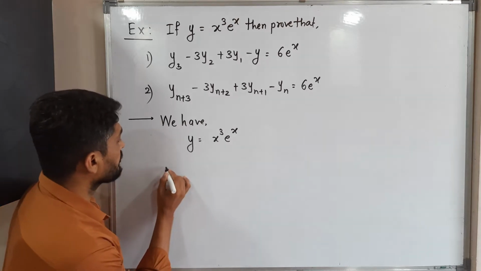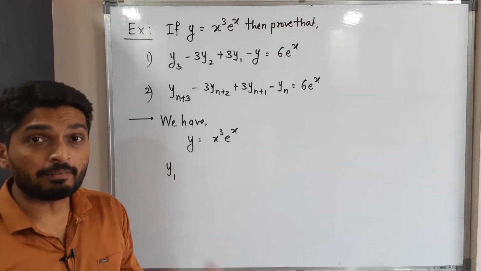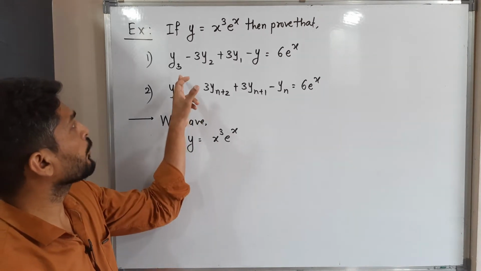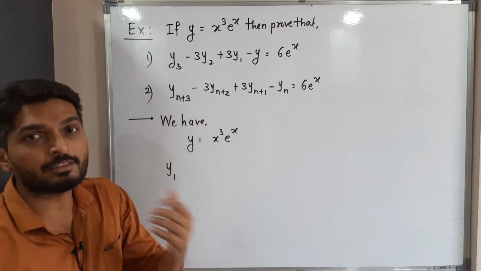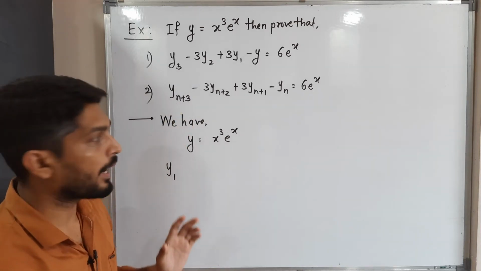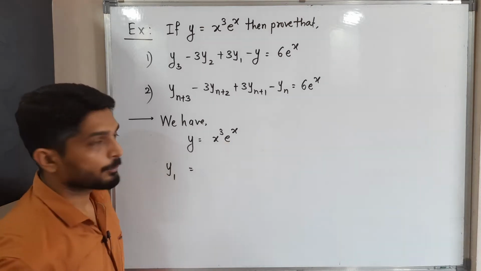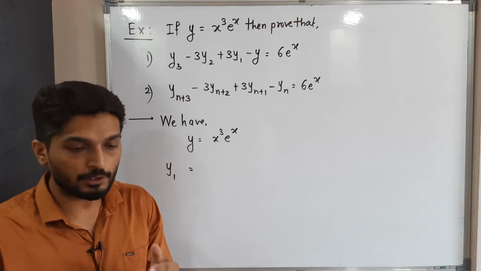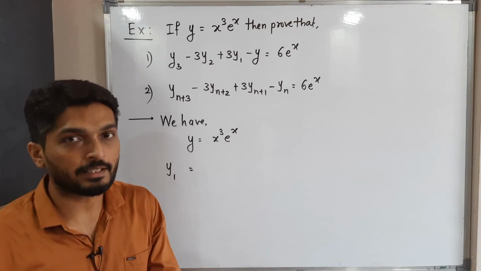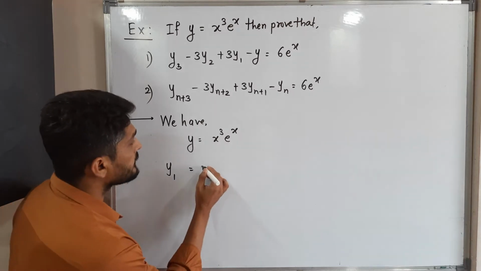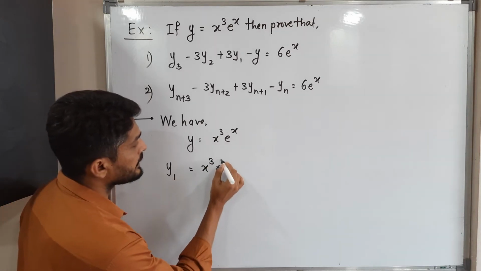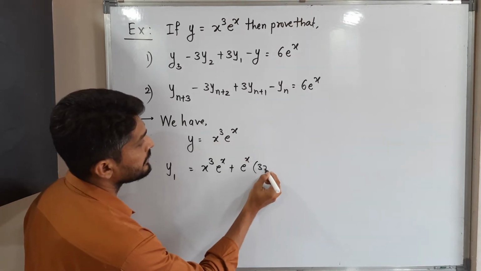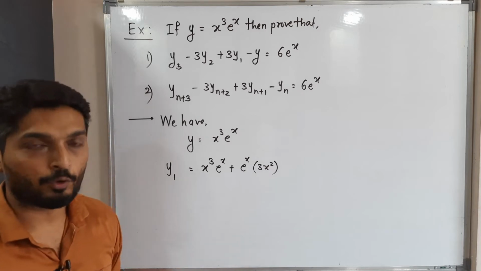So the derivative of y is y1, or you can write dy by dx also, but it is better to write y1, since we have to go up to the third derivative and after that up to the nth derivative. So y1 means the derivative of y. If you take its derivative, there is a product of two functions, so I should use the u into v formula: first into derivative of second plus second into derivative of first. x cube as it is, derivative of e raised to x, plus e raised to x as it is, derivative of x cube is 3x square. Simply I use the u into v formula, right?